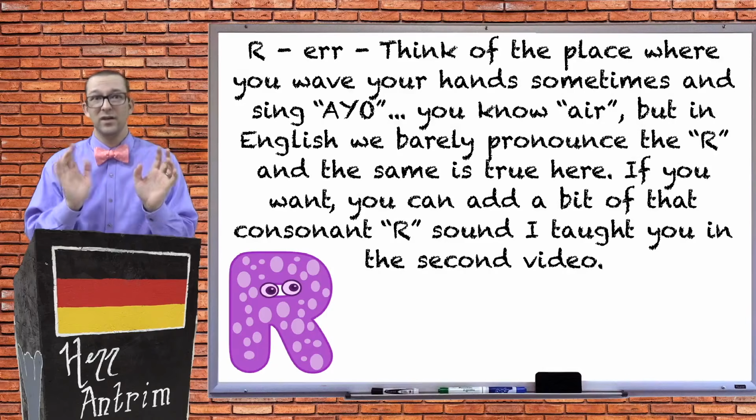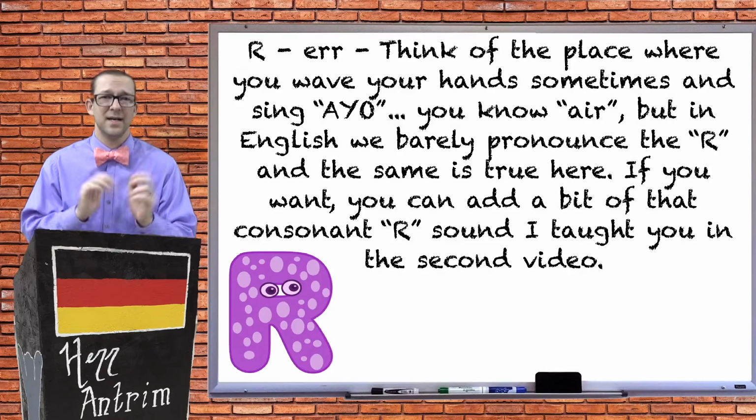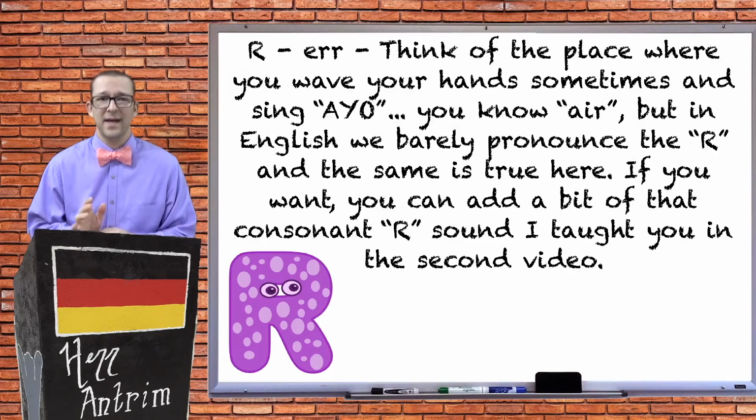Think about the place where you wave your hands sometimes and sing Ayo. You know, I wave my hands up in the air sometimes. Yeah, something like that, except air. Slightly different. You just barely pronounce the R on there. You could, if you really want to, add a little bit of that consonant R that I taught you in the second video in this series. Air.